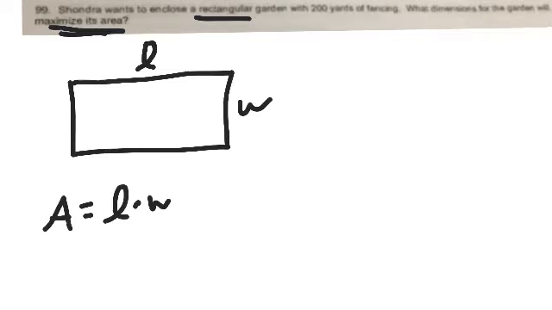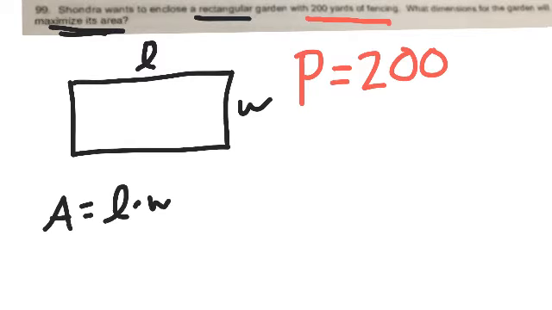Sandra wants to enclose a rectangular garden with 200 yards of fencing. So there is my key. If I am using 200 yards of fencing, I know that the perimeter of this rectangle has to be 200. Because if I use 200 yards, that's what perimeter is, the distance around the outside.